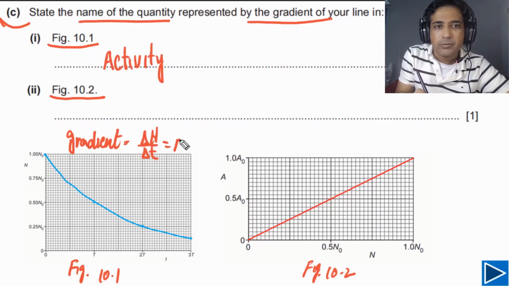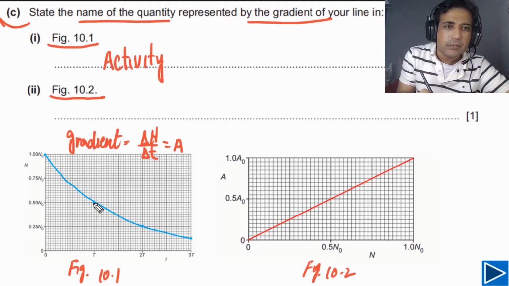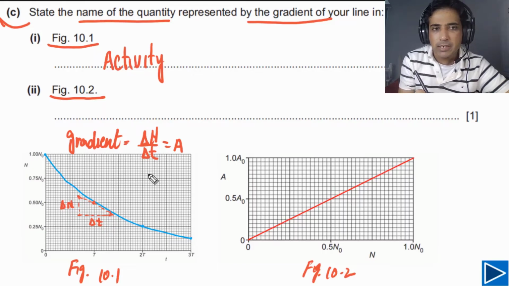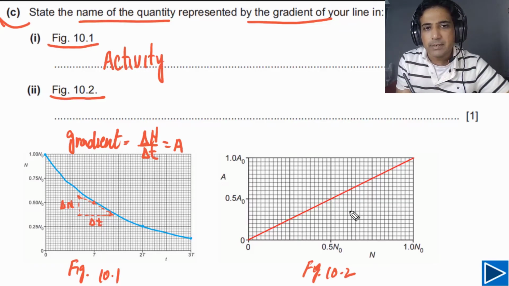So the gradient of figure 10.1 is equal to activity. Let's say you need to find the gradient at this point. You will draw the tangent line and find the change in y divided by the change in t. The change in y is delta n, and the change in time is delta t. So it is equal to delta n by delta t, the number of decays per second, and the number of decays per second is activity.